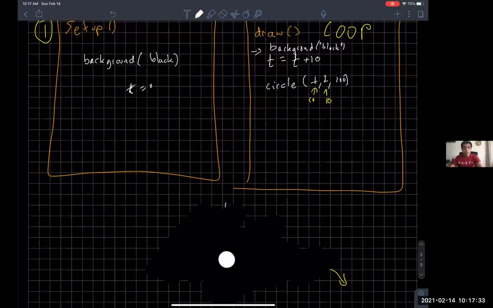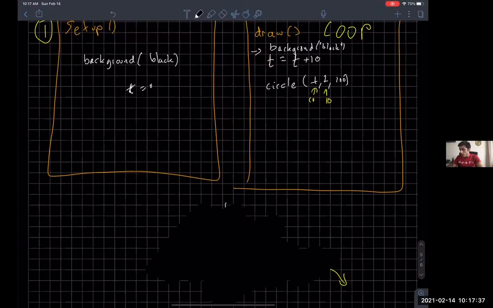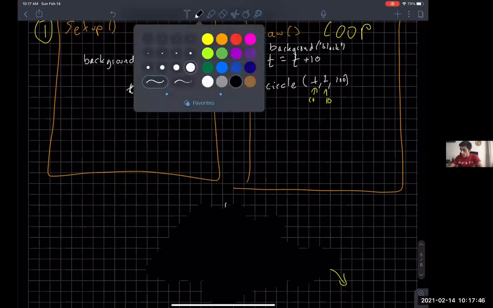Then the code runs again. It starts at the top. So it does background black again. So background black, so the circle gets covered. Then it draws a new circle. T is 20, lower down. Then it does background black. Black gets covered again. Then it does circle, lower down.